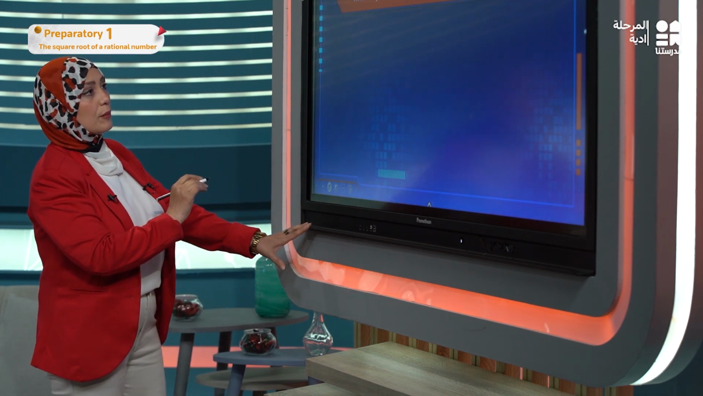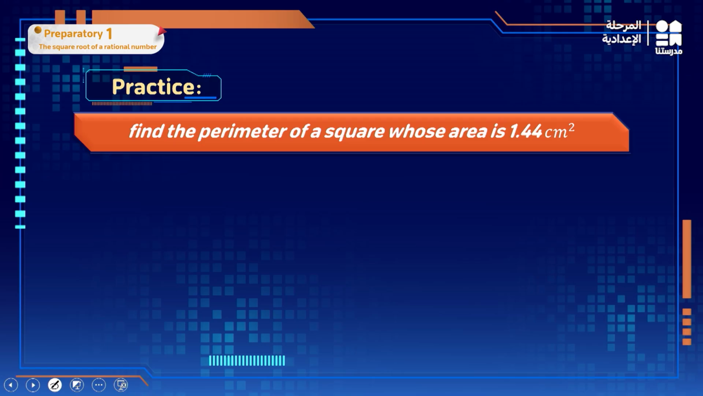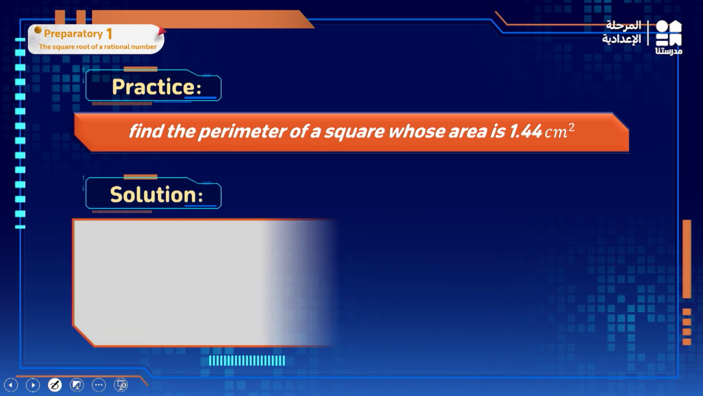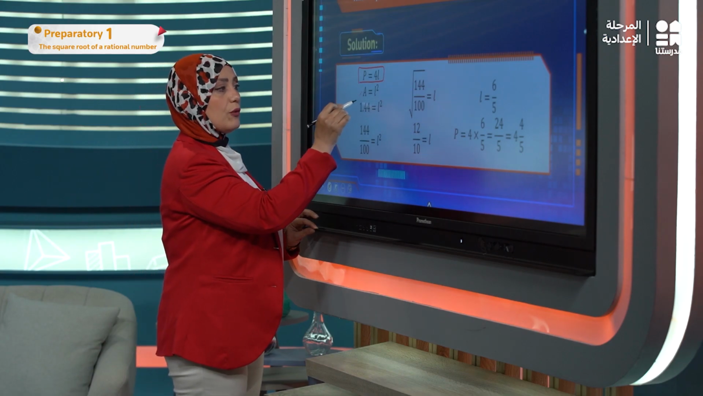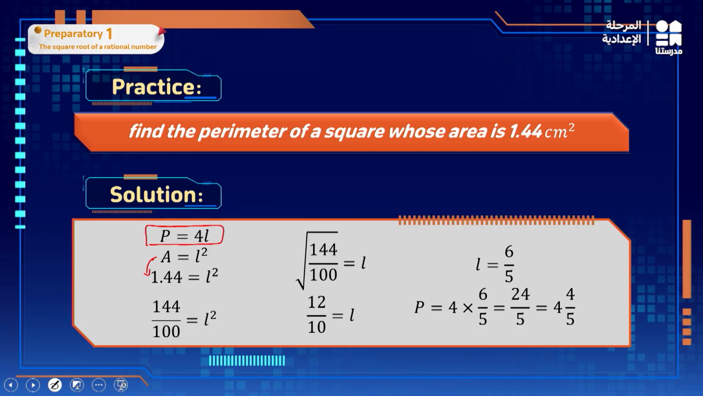Now find the perimeter of a square whose area is 1.44 square centimeters. Here, as we know, the perimeter equals 4L, or 4 times the side. And the area is L squared, the side times itself. We are going to replace A with its value. A is given in the question, which is 1.44, and L squared as it is.